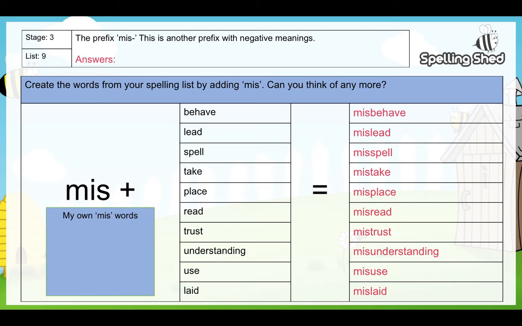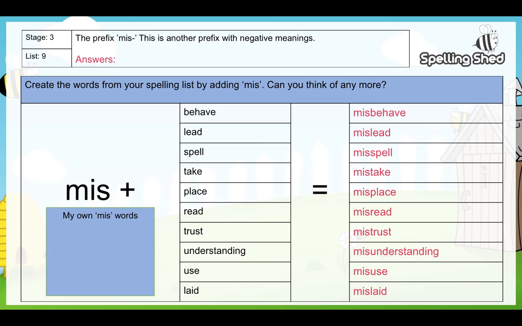Here we go, here's our answers. So behave, we've got misbehave, not doing what you're told. Led, we've got misled. So if you're misled, it might mean that you're not told the truth or you're not shown the right way to do something. It's often a negative meaning. So you could say, the boy misled his parents into thinking that he'd completed all of his homework. So it's a bit dishonest.